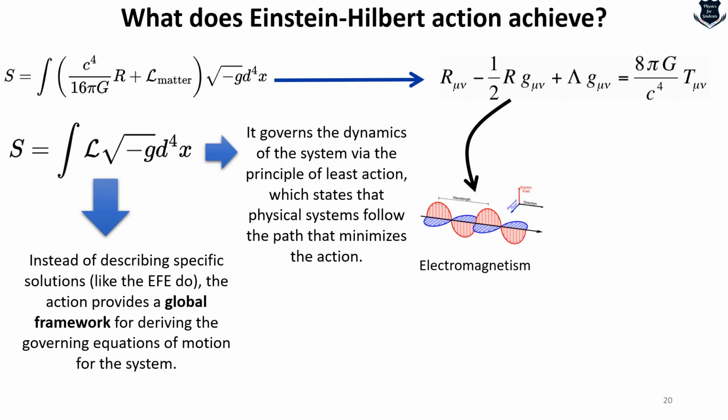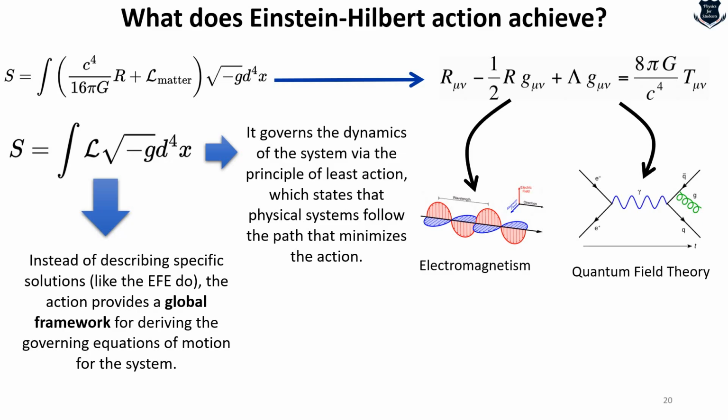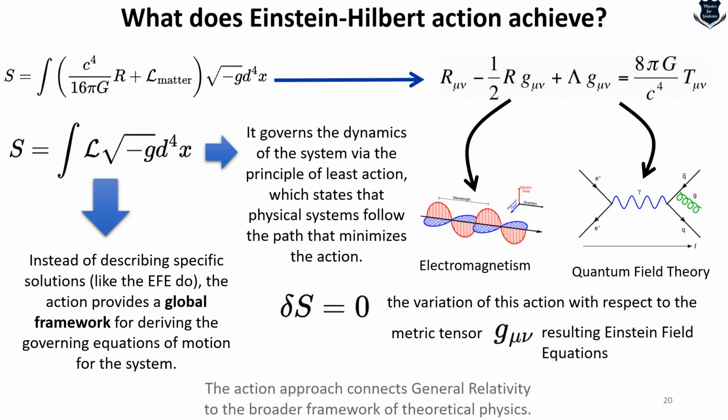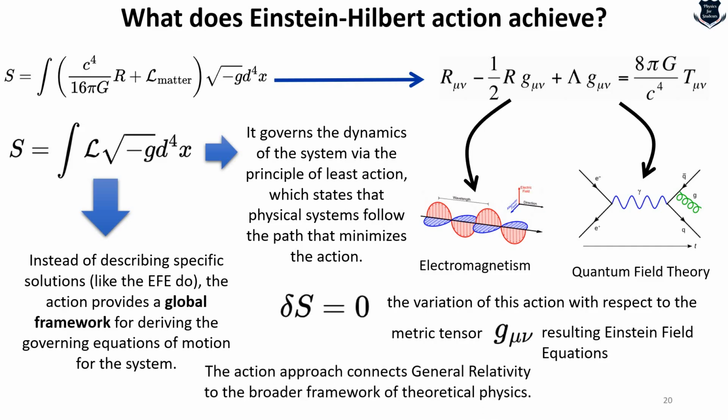On the other hand, the action approach connects general relativity to a broader framework, for example, electromagnetism and quantum field theory, where dynamics are also derived from actions. If we take the variation principle, delta S equals 0, with respect to the metric tensor, it ultimately results in the Einstein field equation, and this action approach connects general relativity to the broader framework of physics.